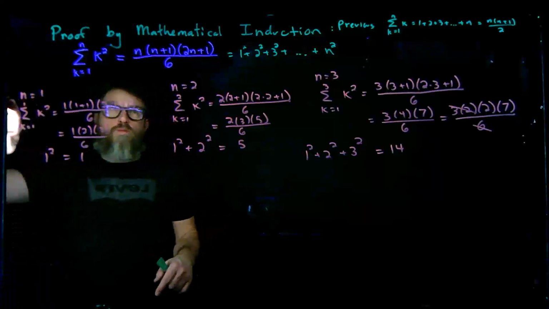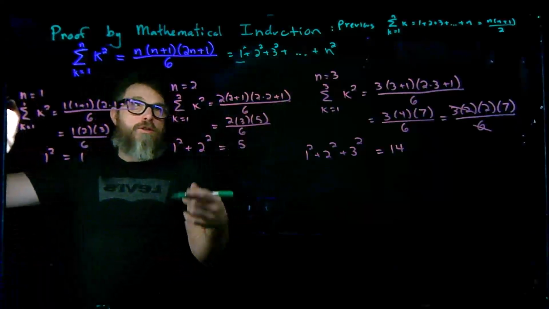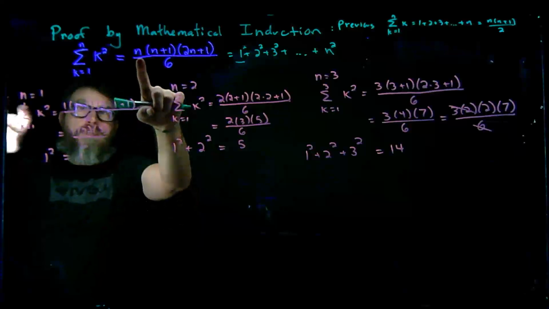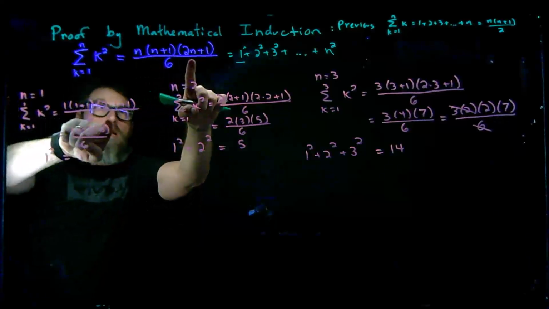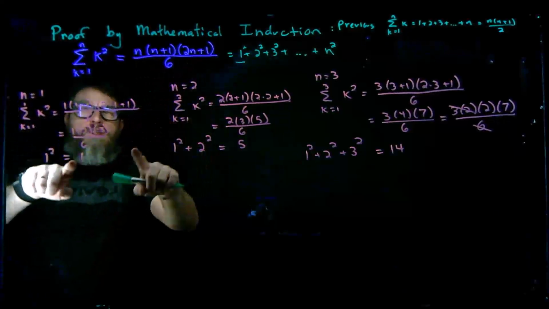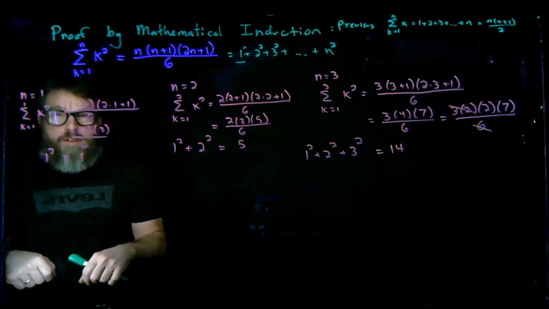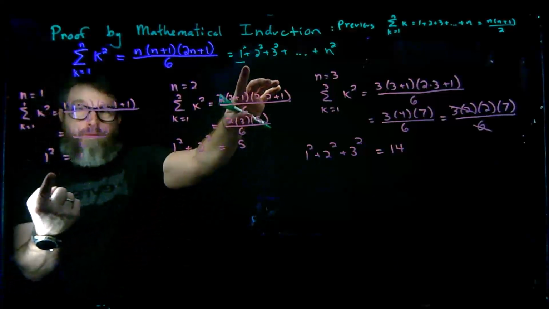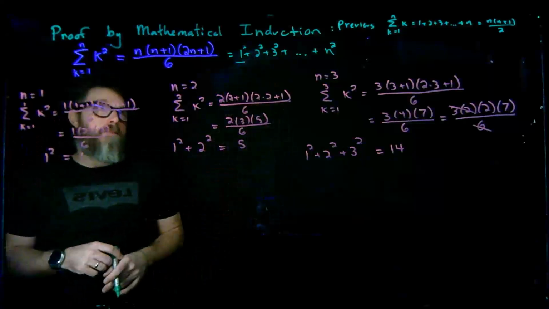So when n equals 1, that's just going to be the very first one. So it's just going to be 1 squared. Well, if I plug this in here, 1 plus 1, 2 times 1 plus 1 all over 6, you can see that this is going to simplify to 6 over 6, which is equal to 1. And like I said, 1 squared is equal to 1, so we got that.